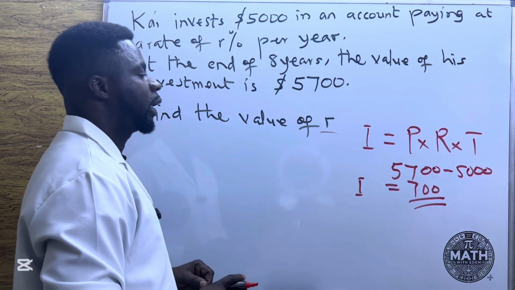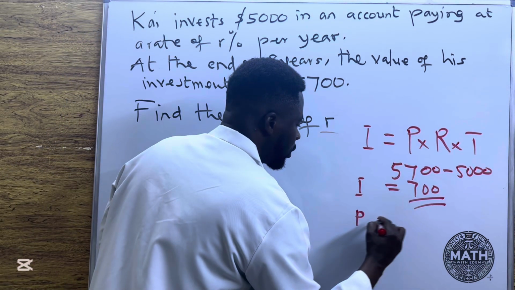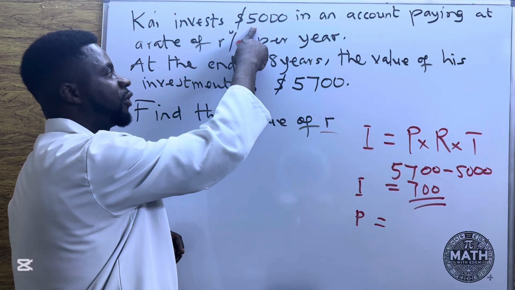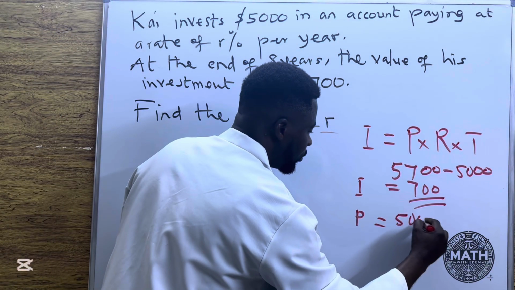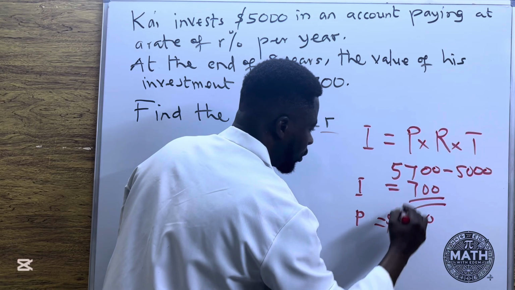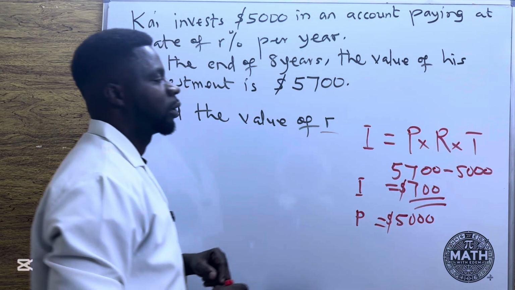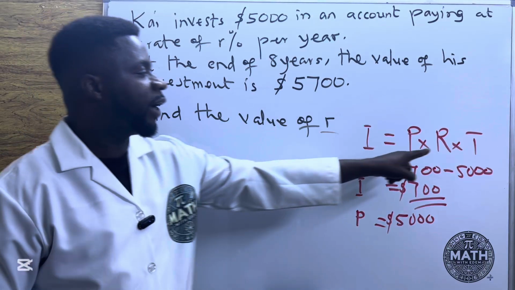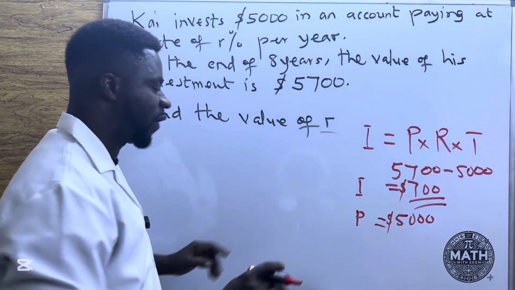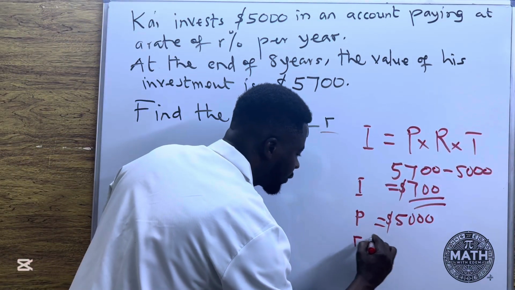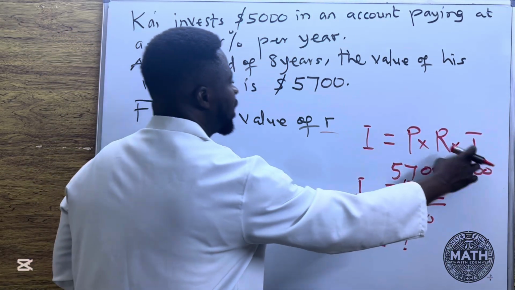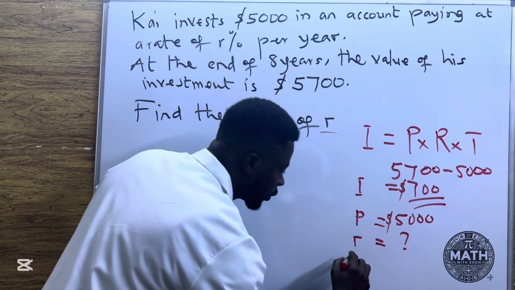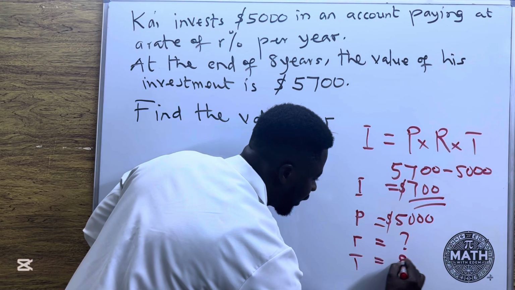Okay, great. Now our principal is the initial amount invested, and that is going to be $5,000. And then the rate is what we are going to find. We don't know that. Now, the time is 8 years.